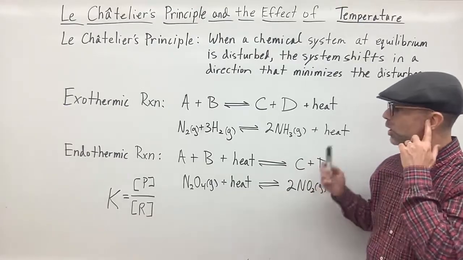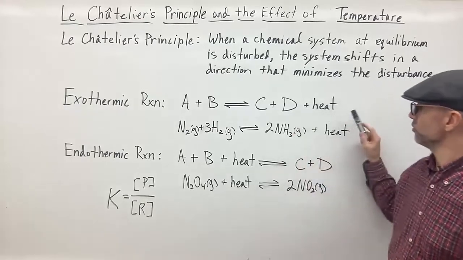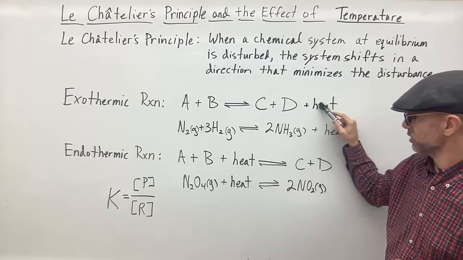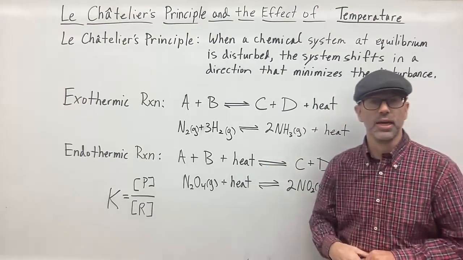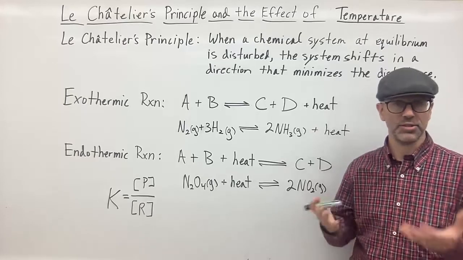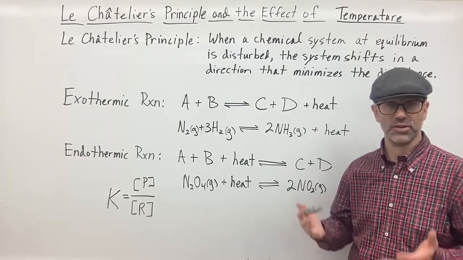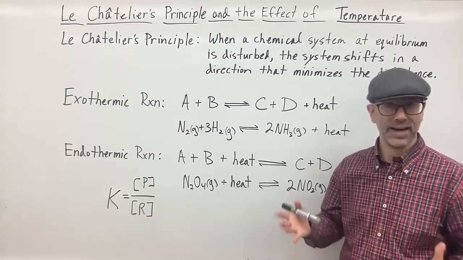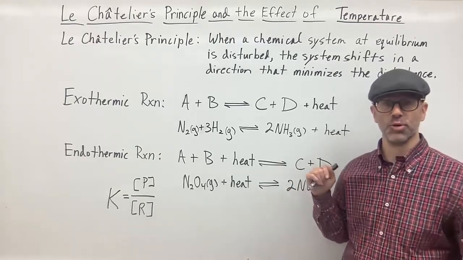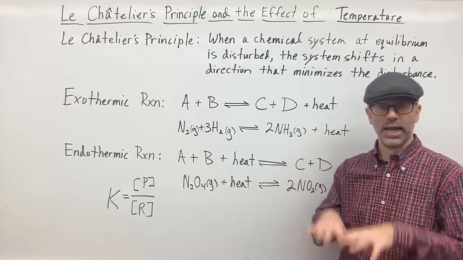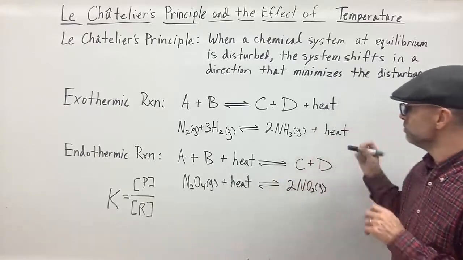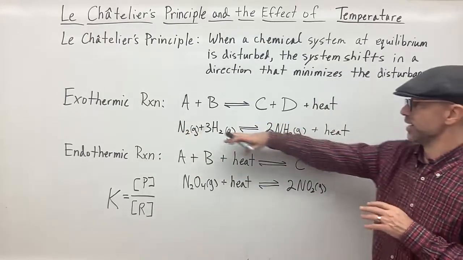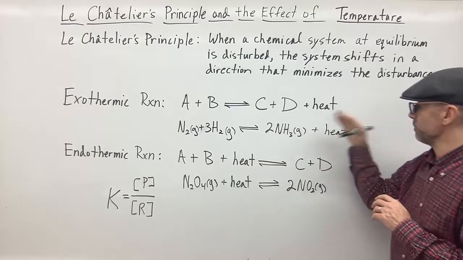So what's going to happen is if we think of heat as either a product or a reactant, if we raise the temperature, what happens to the amount of heat? So think about raising the temperature. What must you do to raise the temperature? You've got to add heat, right? So you got to heat it up. So when you put heat in, you're raising the temperature. So if I have an exothermic reaction, let's take an exothermic reaction, heat is a product.